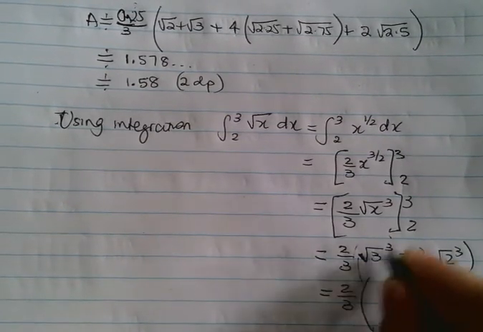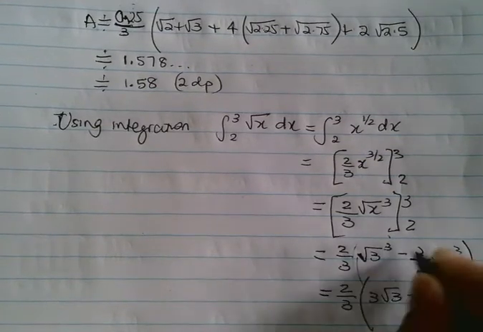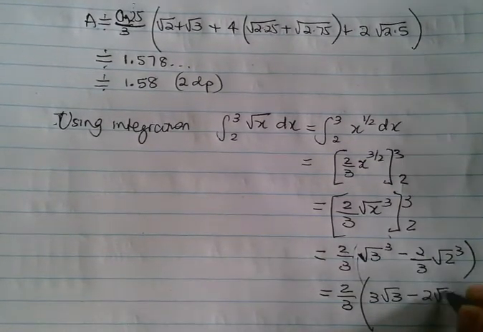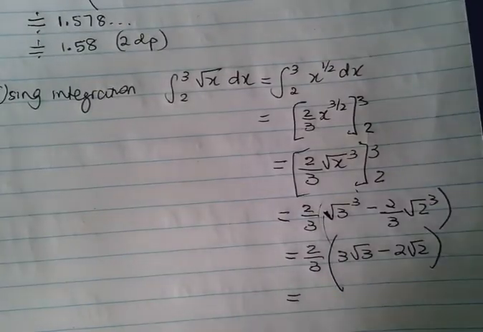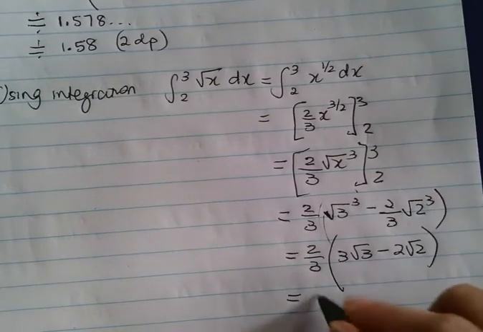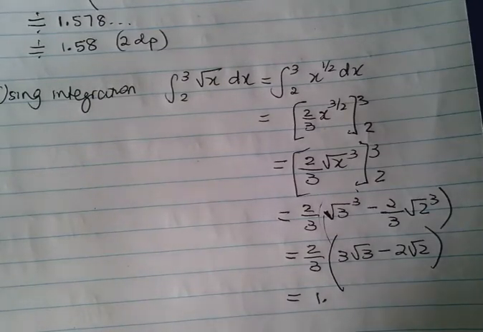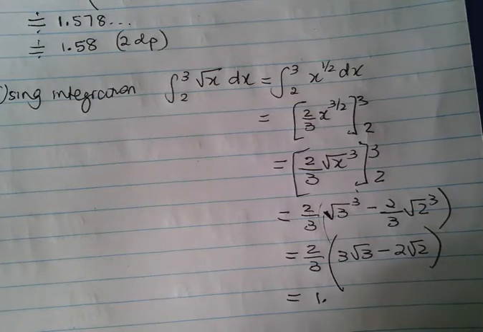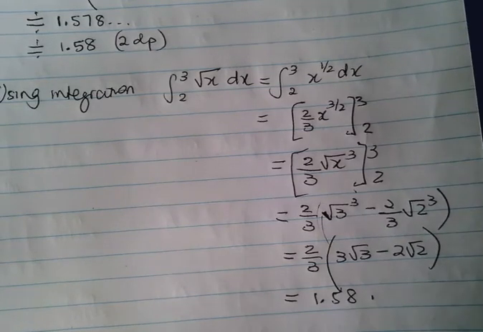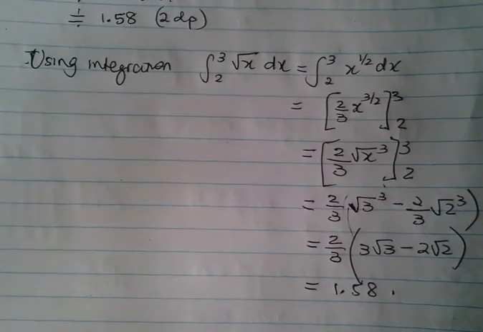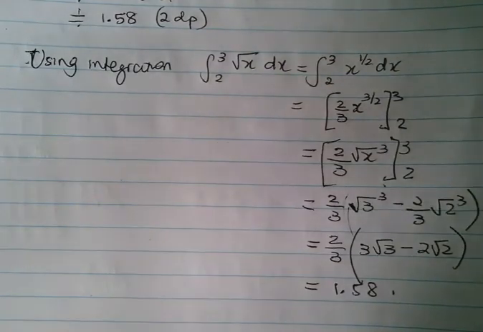That's 2/3. Root 3 cubed is 3 root 3. I've pulled the 2/3 out, and root 2 cubed is 2 root 2. So that's the exact. So anyone, what have you got? 1 point what? Yeah, we got 1.58, exact 1.58. There you go. Because Simpson's rule uses parabolic arcs, and that's half a parabola. So Simpson's rule would be a very, very good approximation to this.